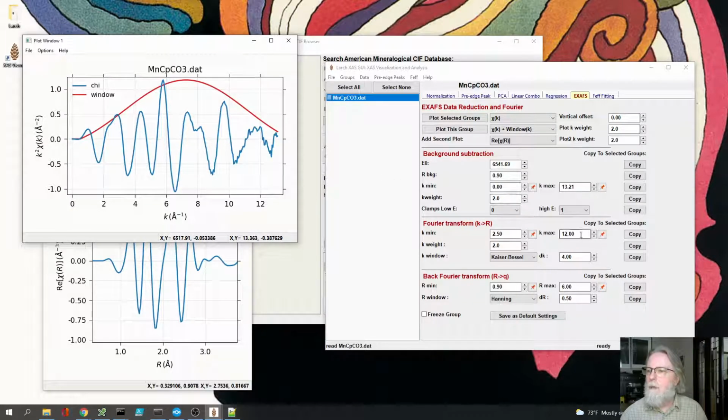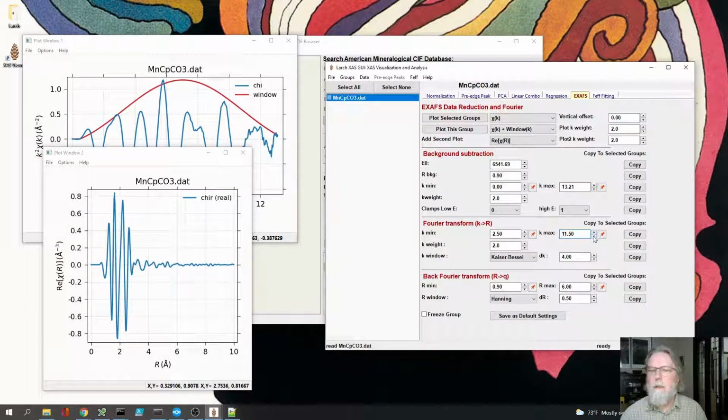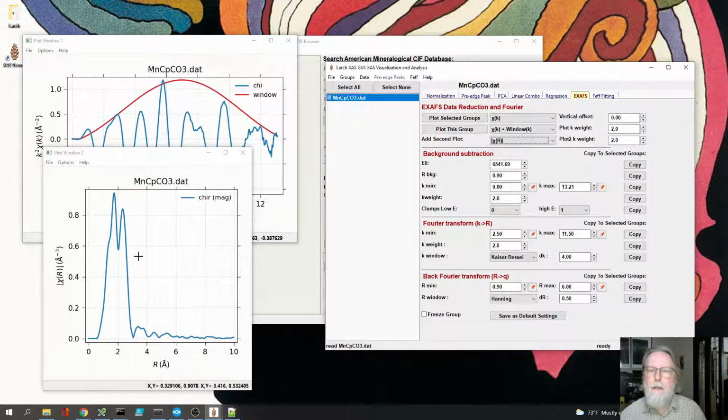We're going out to k of 12 in the Fourier transform with a dk of 4. Maybe we can make that a little shorter. Let's just try that. Plotting the magnitude of chi of r looks like that. That looks okay to me. Let's see if that's going to work.